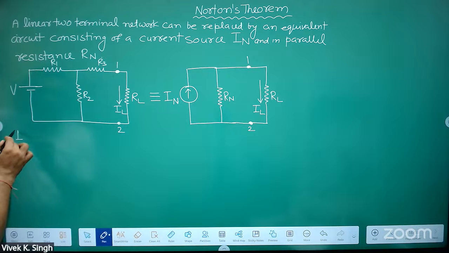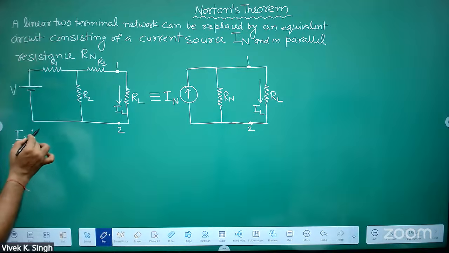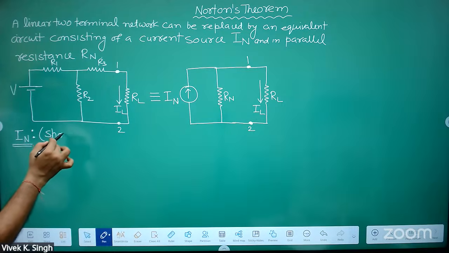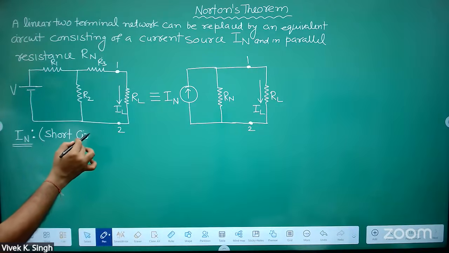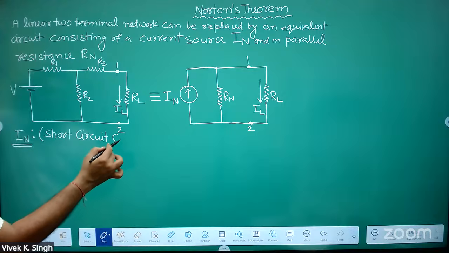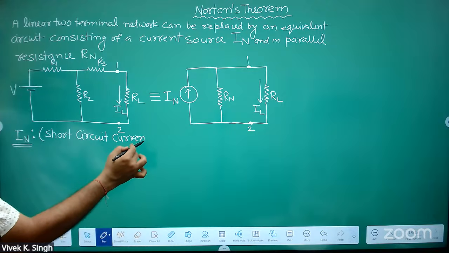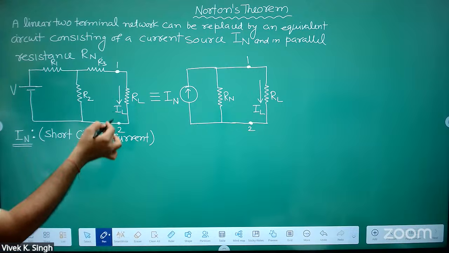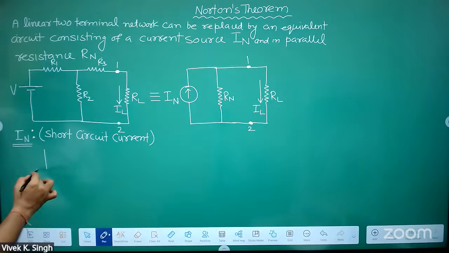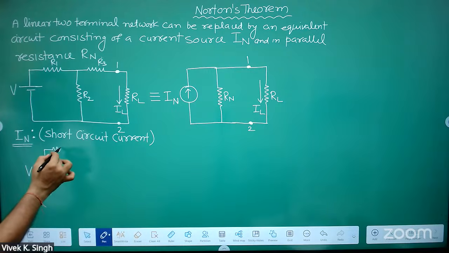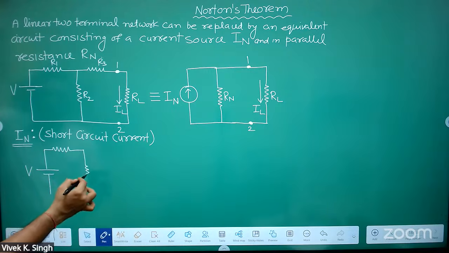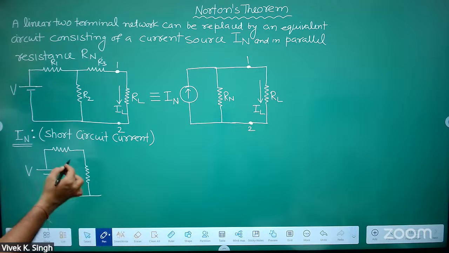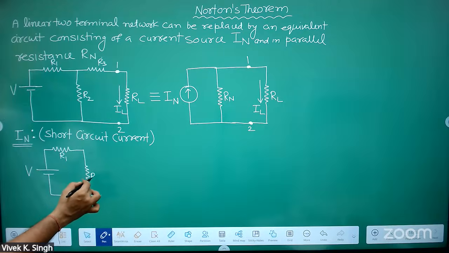We have to see what IN is; RN is the same as RTH. What is Norton's current? IN is called the short circuit current. Short circuit current means you have to short terminals 1 and 2. Then see what the current through that path will be. RN. This will be R1. This is R2.